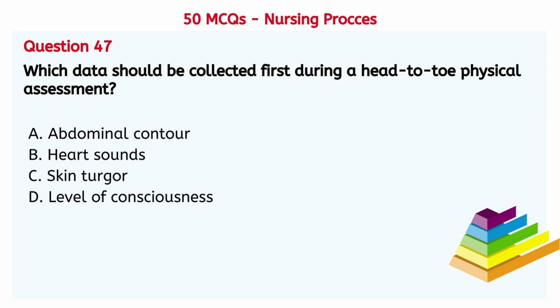Question 47. Which data should be collected first during a head-to-toe physical assessment? The options are A. Abdominal contour, B. Heart sounds, C. Skin turgor, D. Level of consciousness.